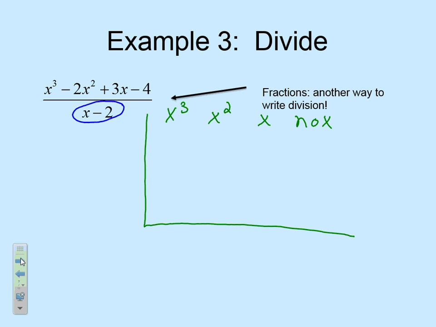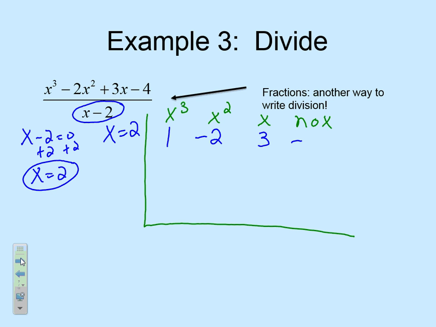Solve this for x. So x minus 2 equals 0. Add 2 to both sides. X equals 2. So x equals 2. Plug in my numbers here. I have 1, negative 2, 3, negative 4.